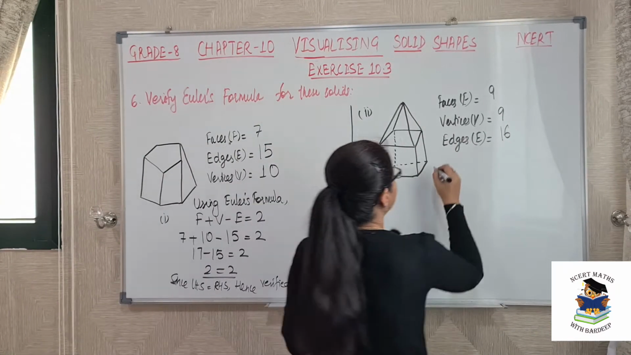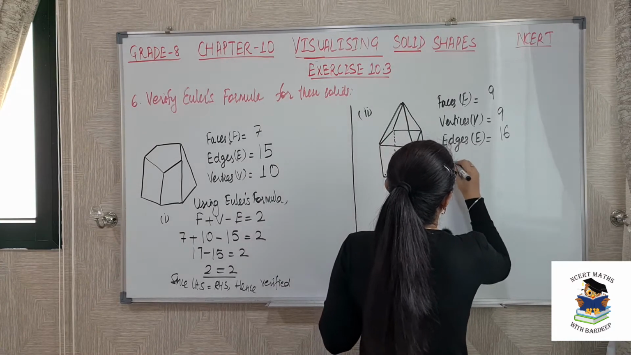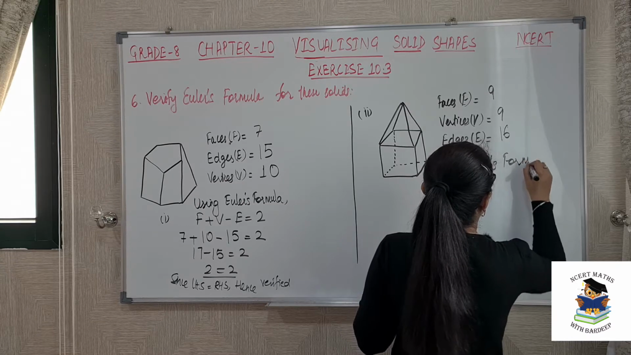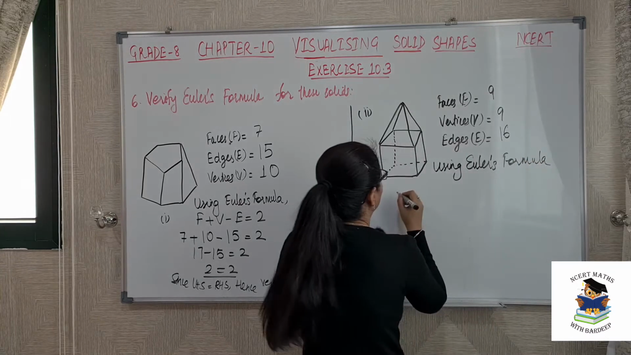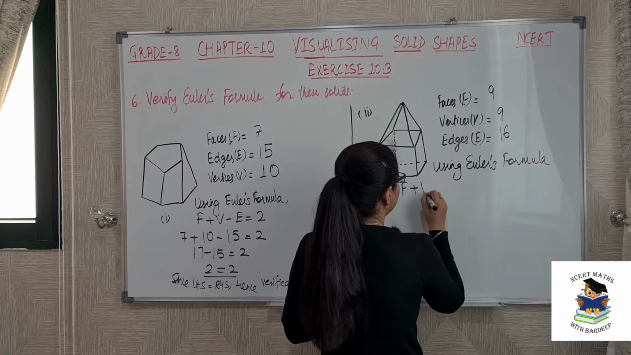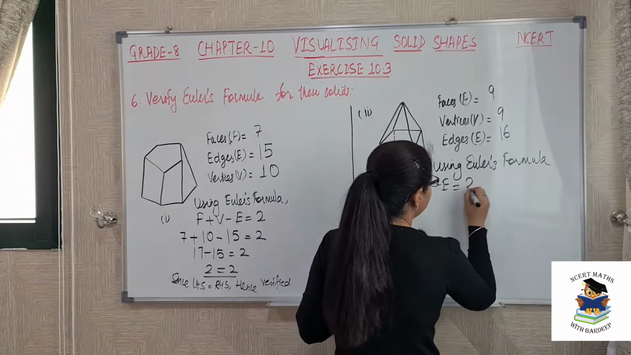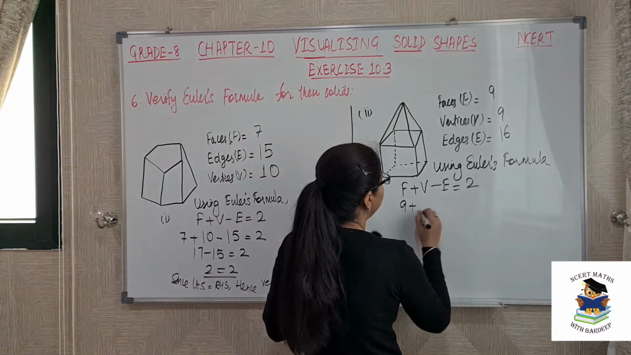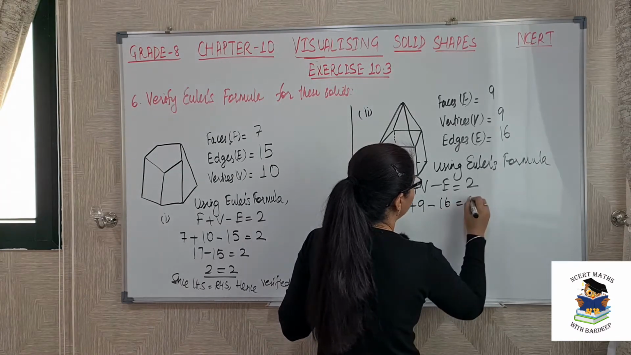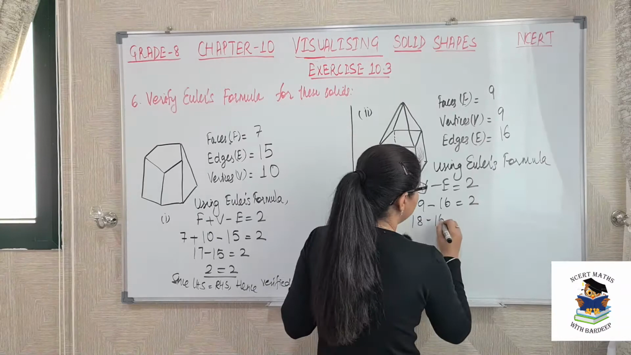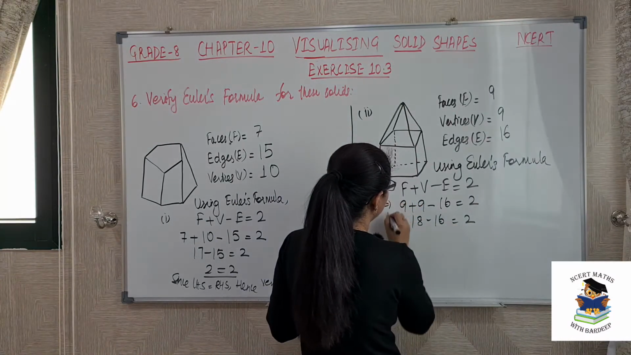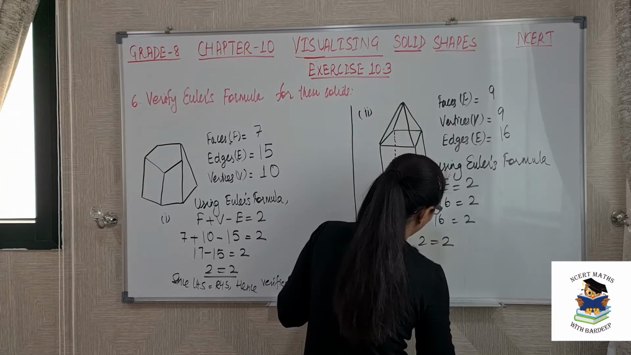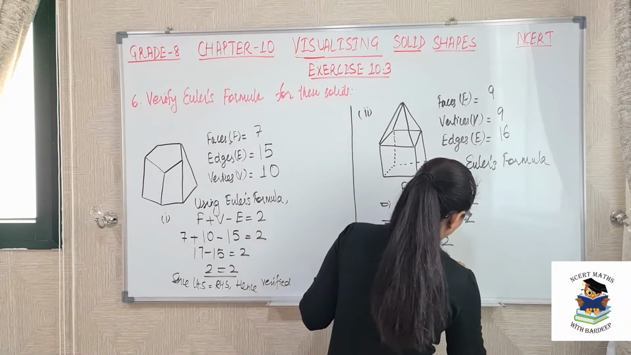Now let's verify this. We will write using Euler's formula. Number of faces plus vertices minus edges should be equal to 2. Let's put the values. 9 plus 9 minus 16 should be 2. So 18 minus 16 should be 2. This implies 2 is equal to 2. So hence verified.